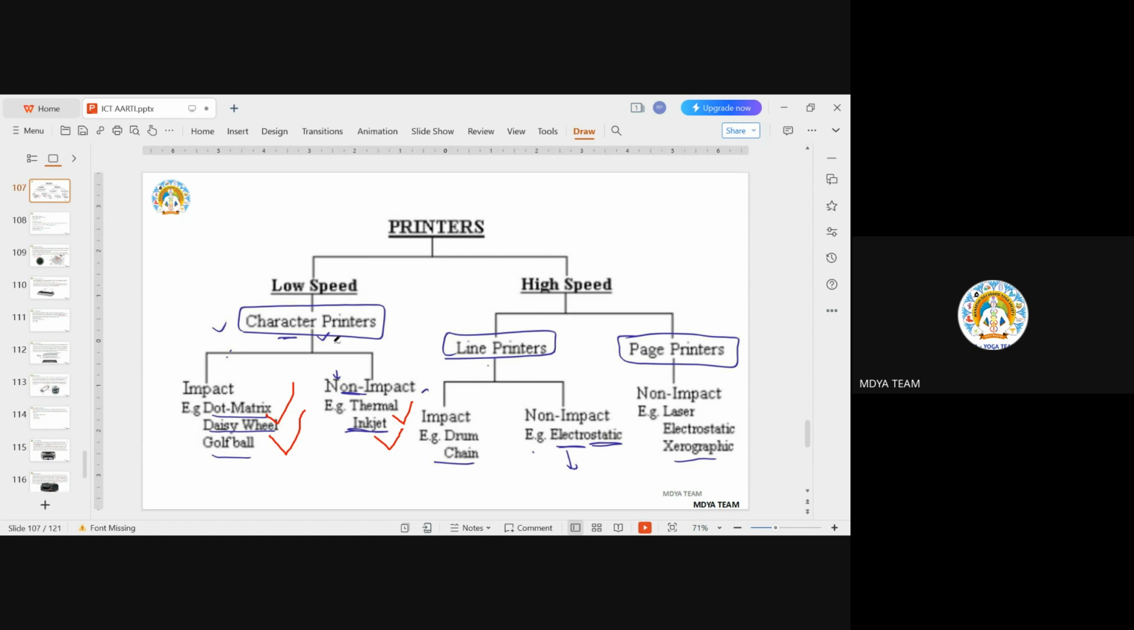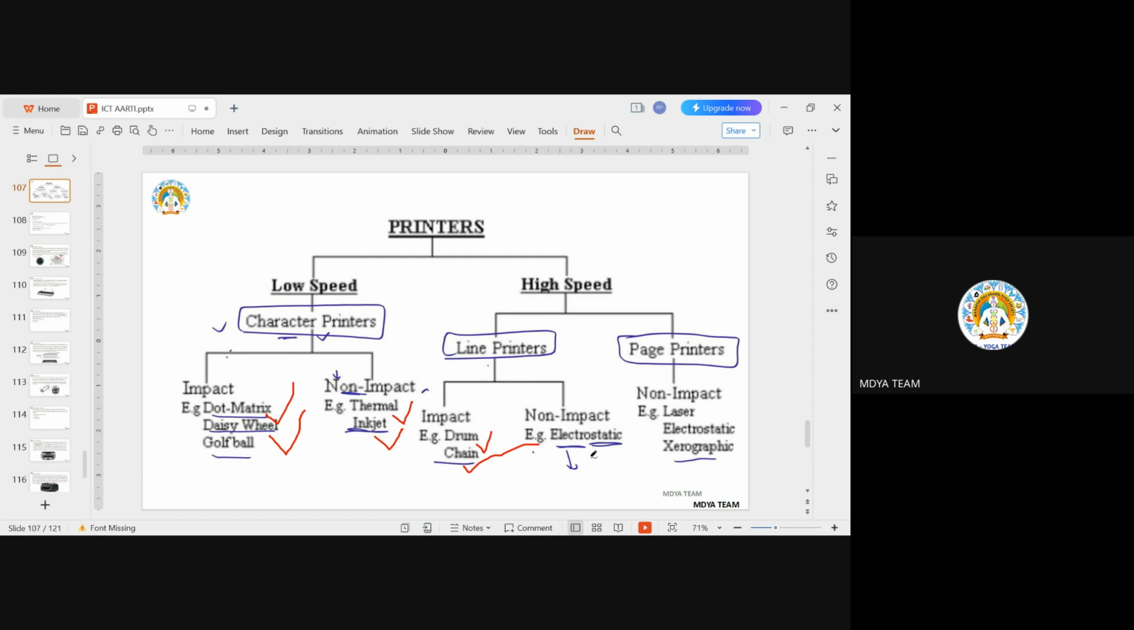Under character printers, there are impact and non-impact types. Impact printers are dot matrix and daisy wheel, and non-impact are thermal and inkjet. As you see, high speed line printers are also impact and non-impact. Impact is drum and chain, and non-impact is electrostatic.